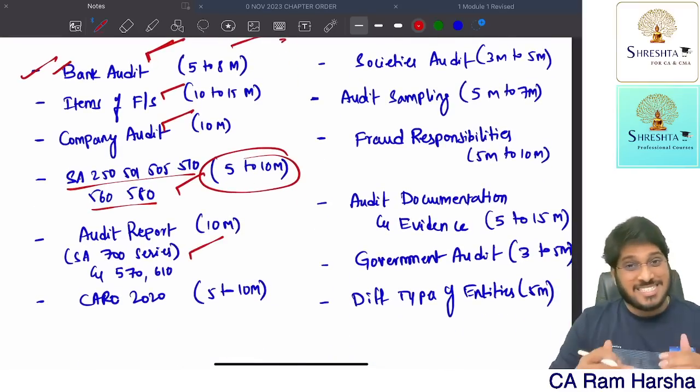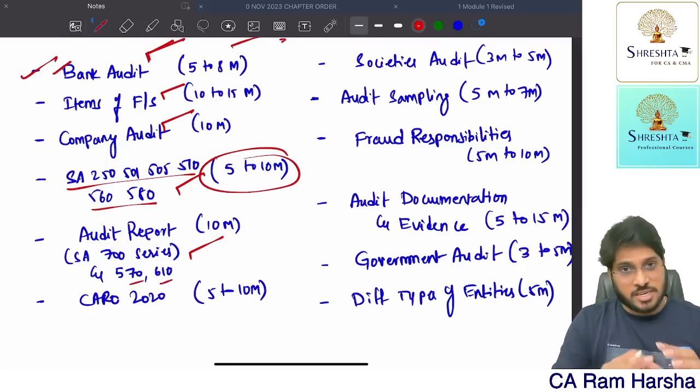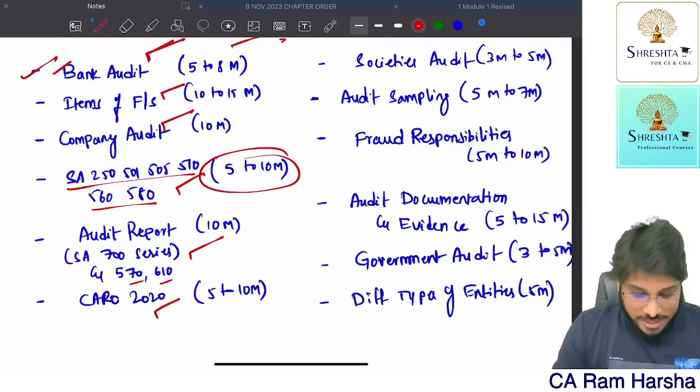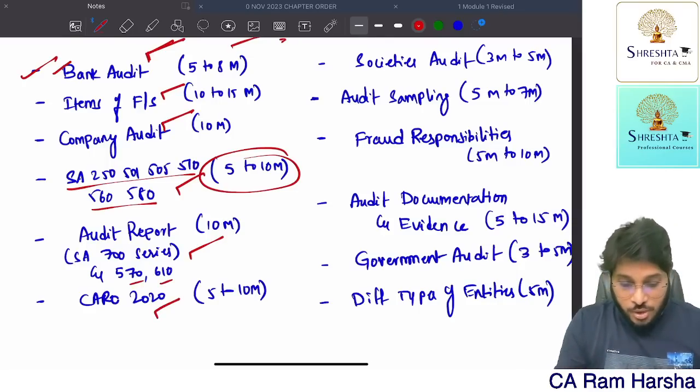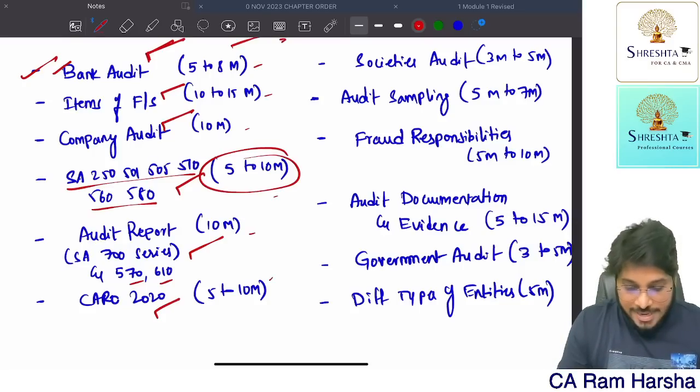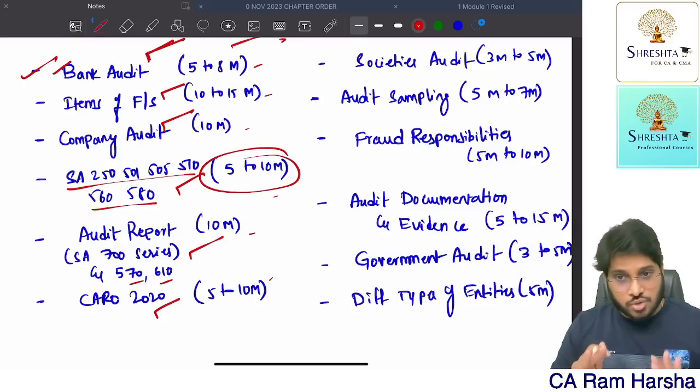Then audit report, 700 series and 576 ton. These will be premiered. After that, Caro will be premiering. See, I told you, I gave you the weightage also. What is the expected weightage from these chapters also I gave.